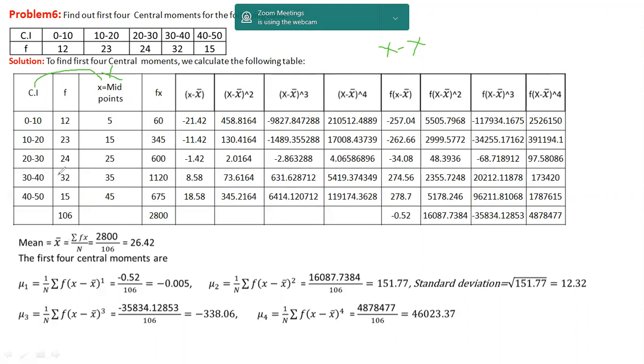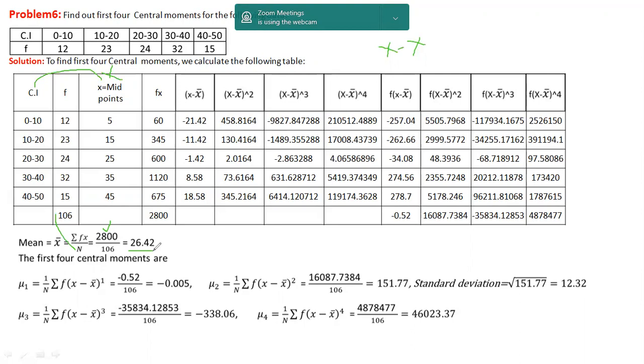Where the mean, when the frequency distribution is provided, is the summation of f into x divided by capital N, where capital N is the total frequency, which is 106. Summation of fx is: frequency 12 with midpoint 5, so 12 into 5 plus 23 into 15 plus 24 into 25 plus 32 into 35 plus 15 into 45. That total is 2800, divided by 106, which is 26.42.